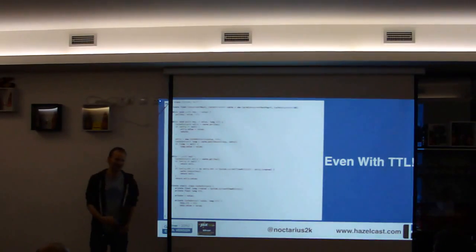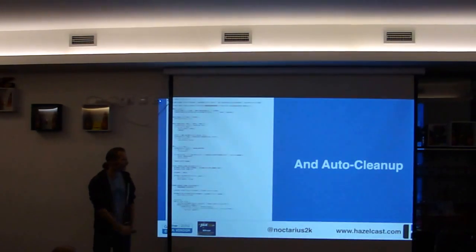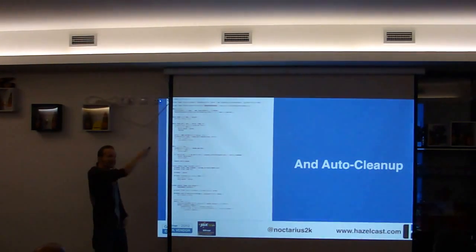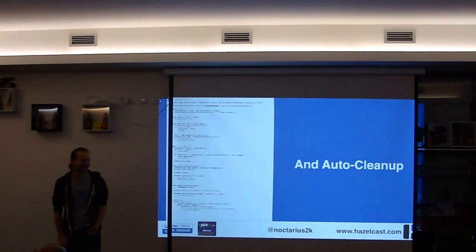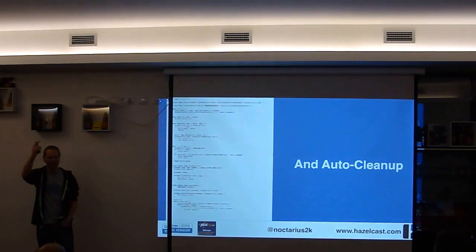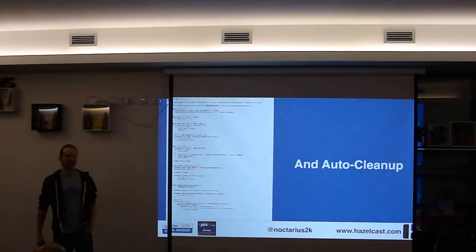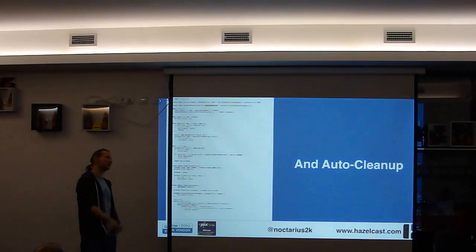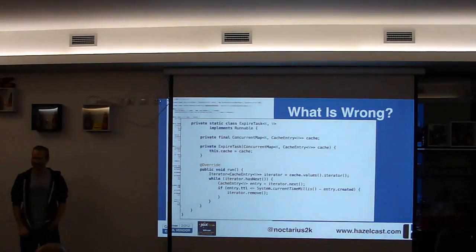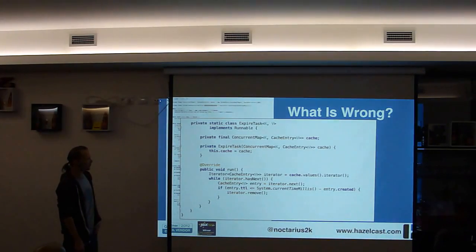So as a good Java developer, we all know what the solution to that is. We add some auto cleanup, and it still fits on one slide. Auto cleanup, I guess, is clear, right? We have some background thread running, looking through the values. Is there something expired? Just remove it. That pretty much looks like that. It's very easy.